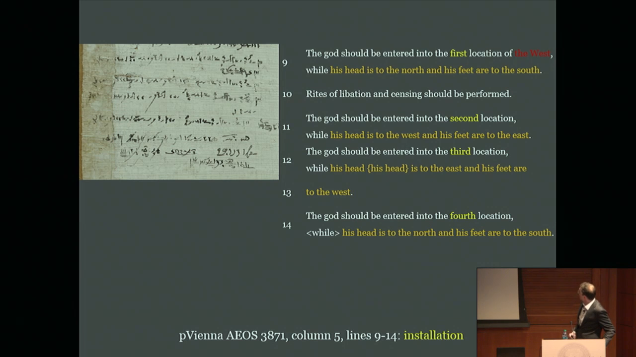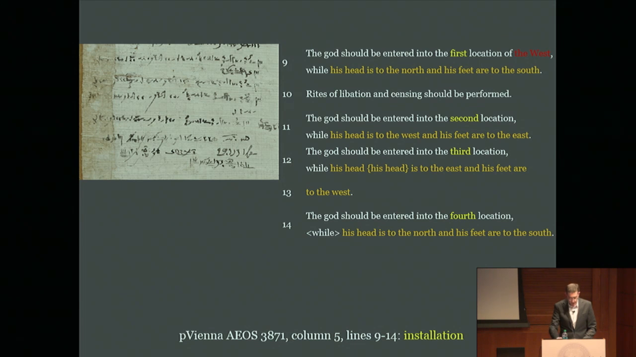Then the mummy should be entered into the third location, while its head, and then by accident the scribe wrote its head twice, so that's why I crossed this one out, is to the east and his feet are to the west. The god should be entered now into the fourth location, while his head is to the north and his feet are to the south. What is going on here? And there is no parallel for this, so we just have to use our cunning to figure out what's going on here.